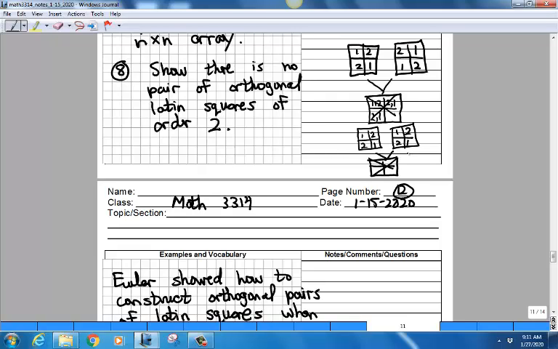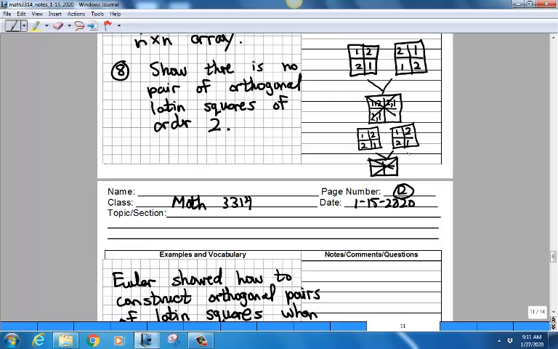Now Euler also showed that if you have an even order that's a multiple of 4, you also have a solution, which Euler demonstrated. So let's see, what numbers would that include?